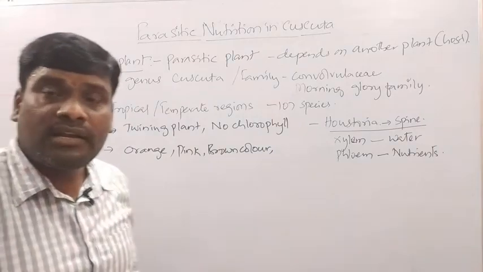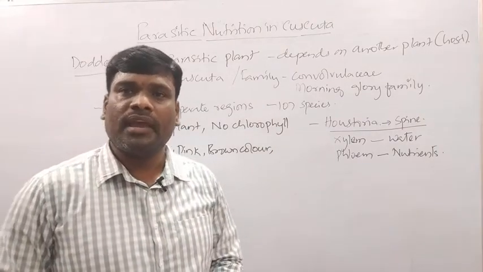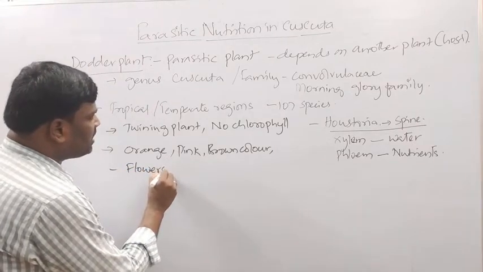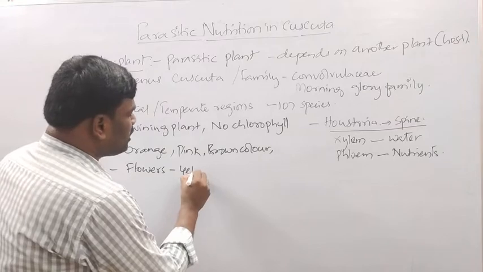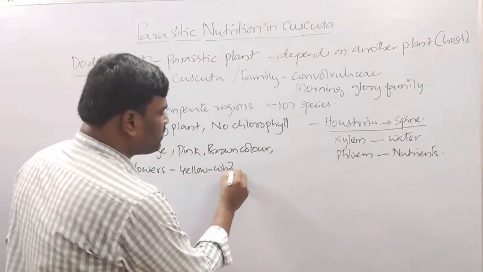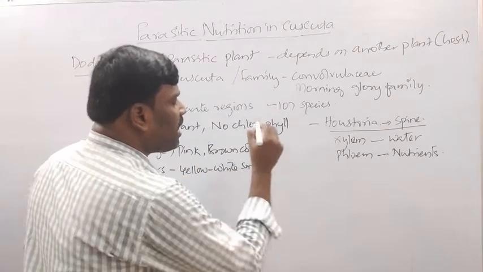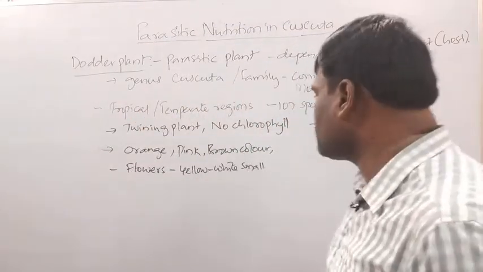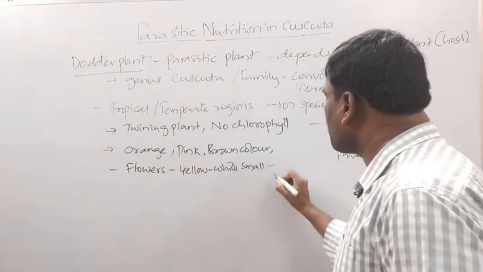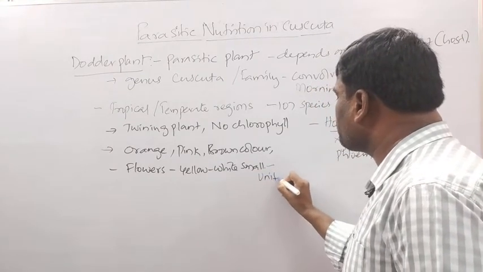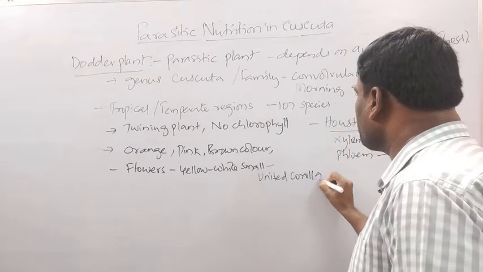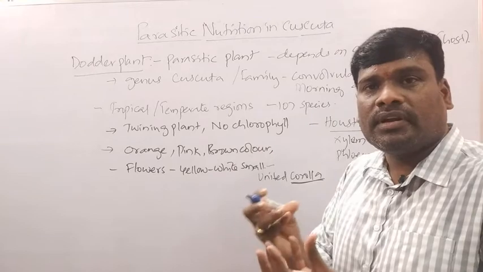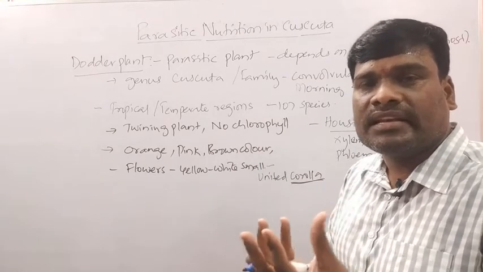Okay, some of them are in brown color, children. And their flowers are yellow or white. They are very small, children, and the flowers are united corolla, isn't it, children? So the flowers are like united corolla. You know very well what is meant by a corolla, isn't it, children? Corolla means it consists of petals.